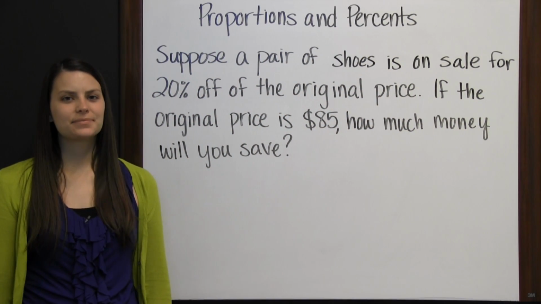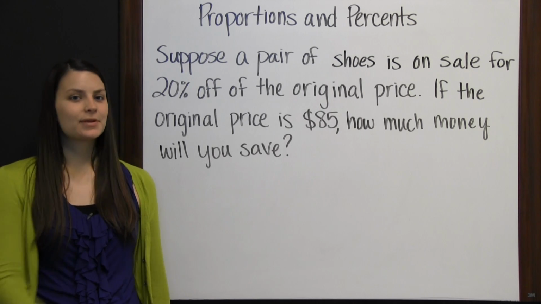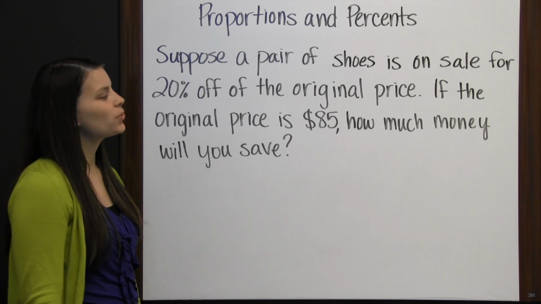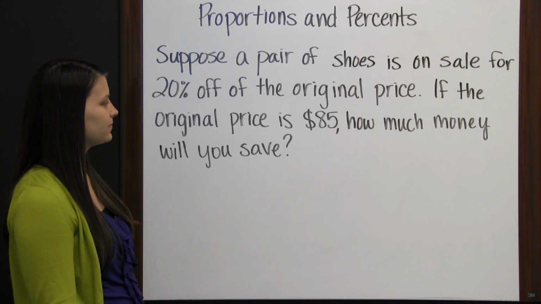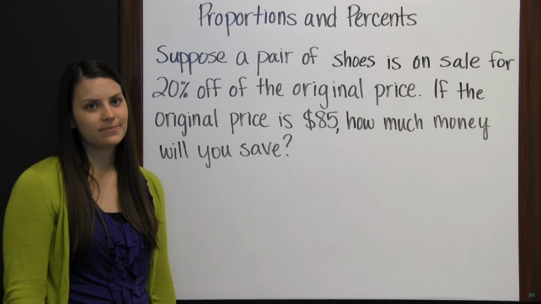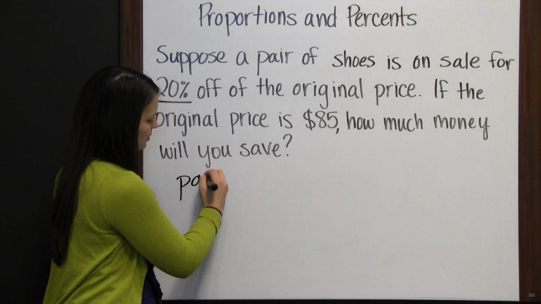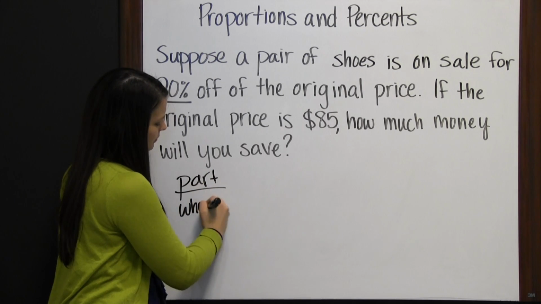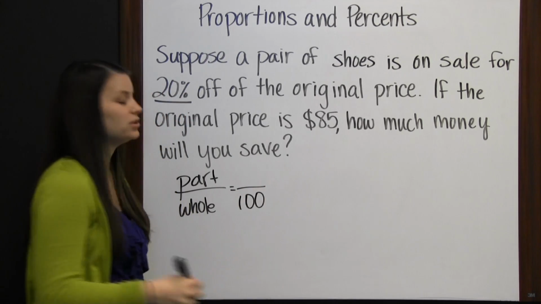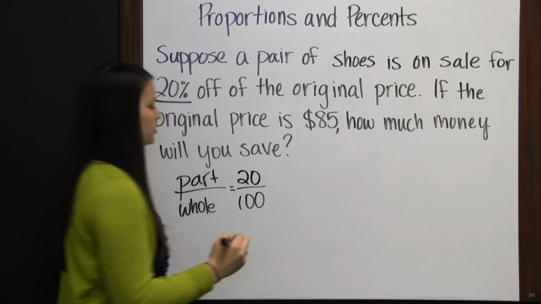Proportions and percents. Proportions can be very helpful in solving problems dealing with percents. Let's look at this problem. Suppose a pair of shoes is on sale for 20% off of the original price. If the original price is $85, how much money will you save? Keep in mind that a percent is a part out of a whole. And that whole is 100 when you're dealing with a percent. So 20% off, that would be 20 out of 100.